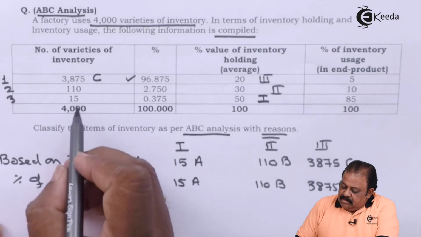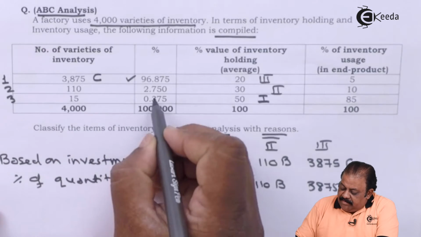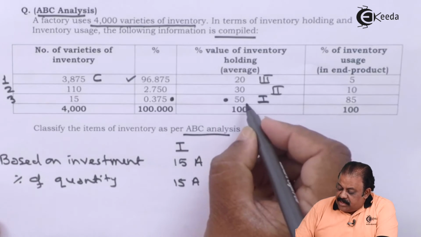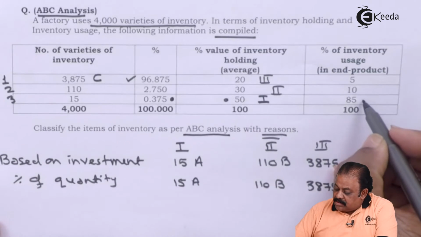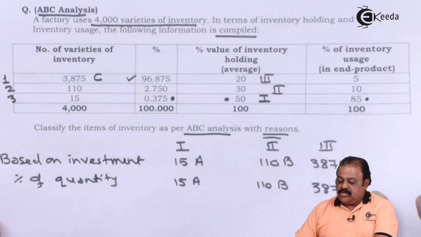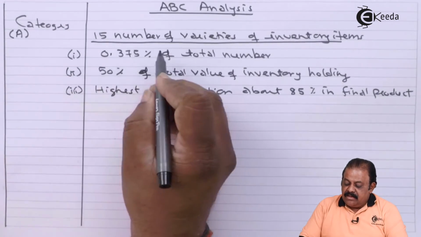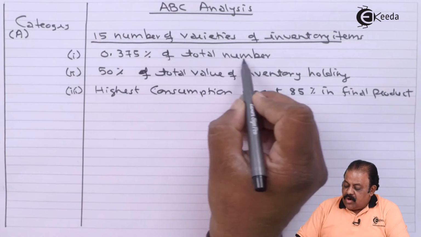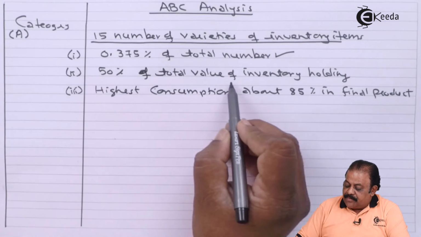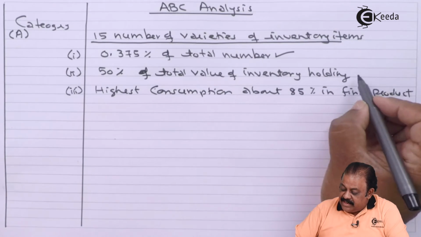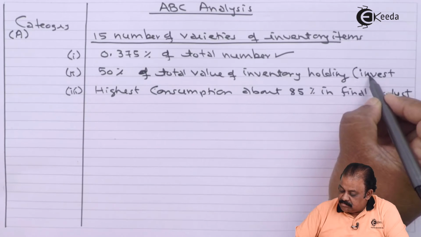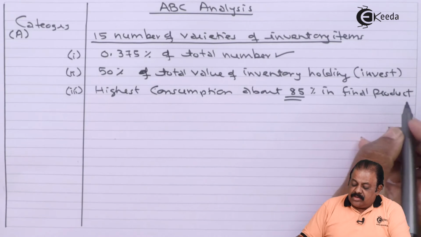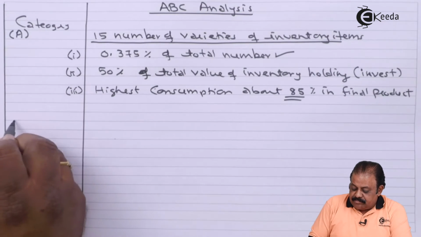In this case 15 number of varieties, they are having very less proportion 0.375, but having maximum investment 50%, and in final product there is use of 85%. So it will be put in A category, 15 number of varieties of inventory items, 0.375 of total numbers, 50% of total value of inventory holding, investment, highest consumption of about 85% in final product. Therefore they are put into A category.